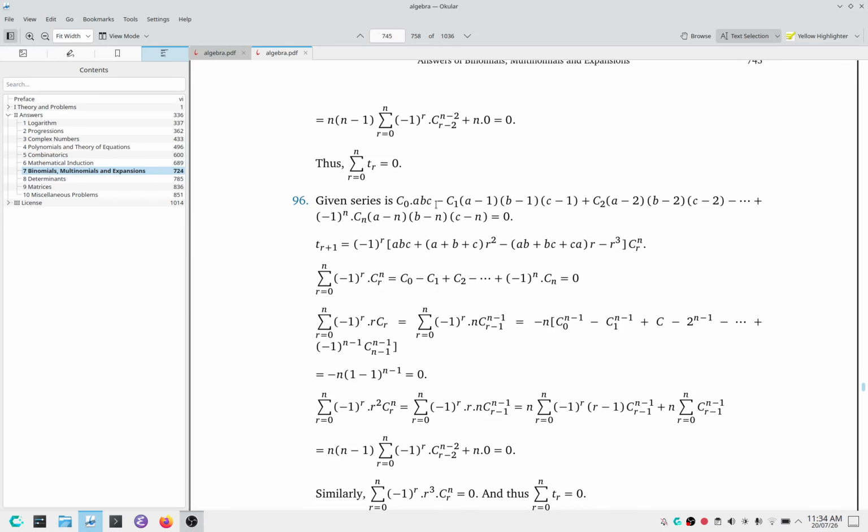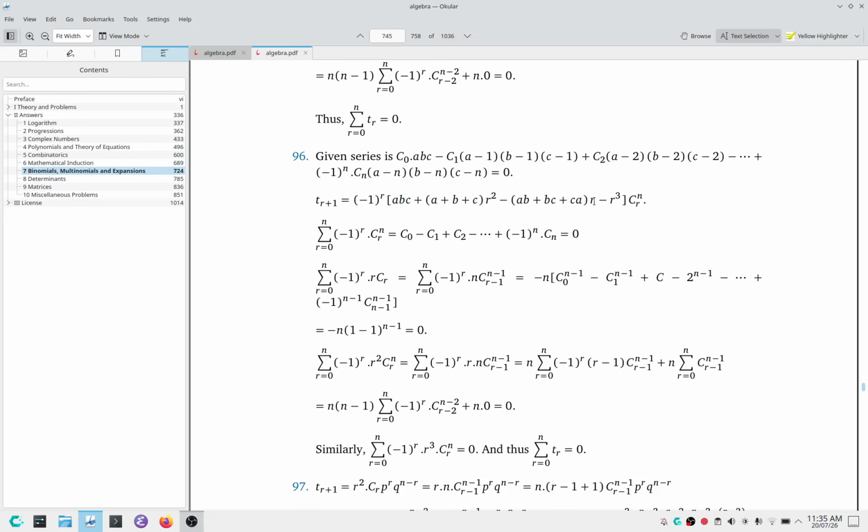So we have this as the series. T(R plus 1) is (minus 1) to the power R, times abc plus (a plus b plus c) R square minus (ab plus bc plus ca) minus R minus R cube, and nCR. Now we look at (minus 1) to the power R nCR, which is equal to C0 minus C1 plus C2 up to (minus 1) to the power n Cn, which is equal to 0. So this covers the multiple of abc.